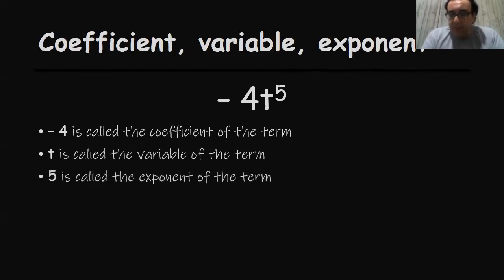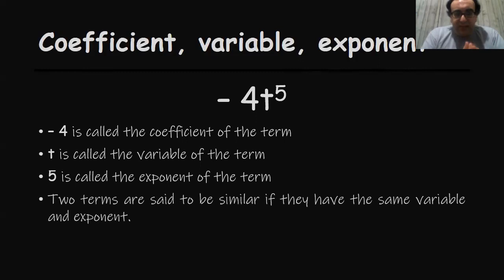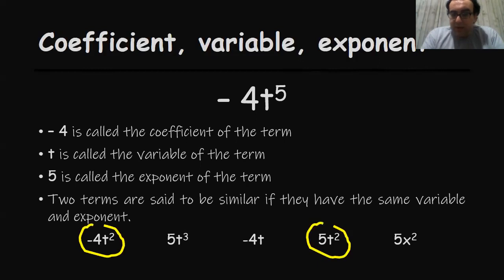exponent. We say that two terms are similar if they have the same variable and exponent. So among these 5 terms, we can see that only minus 4t squared and 5t squared are similar because they have the same variable t and the same exponent too.